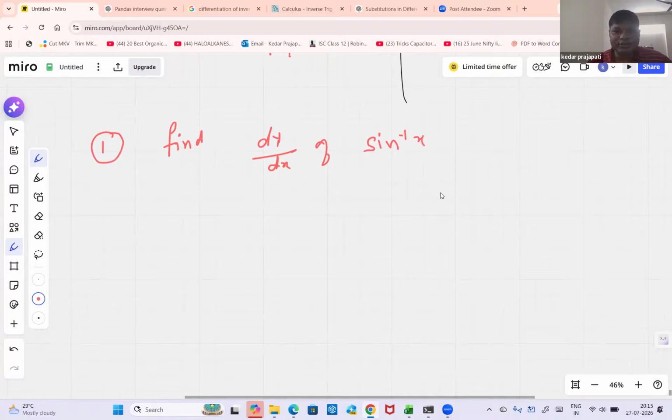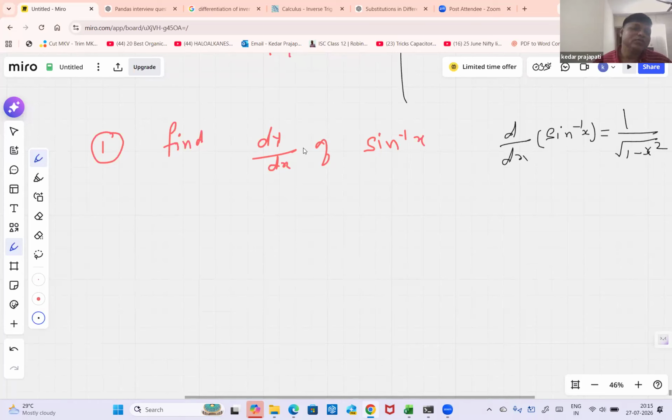I cannot directly write, right? dy by dx of sine inverse x is, we know, just now we understood, right? That d by dx of sine inverse x is how much? Just now we showed, 1 by root of 1 minus x square. But I can't keep mugging up, right? What we will do, we know this is the function, right? So just put like this.